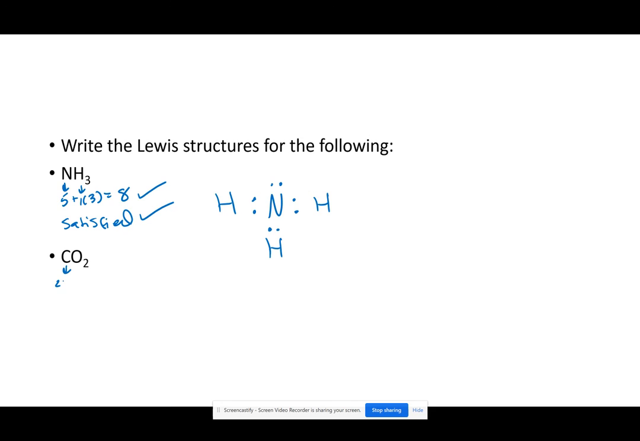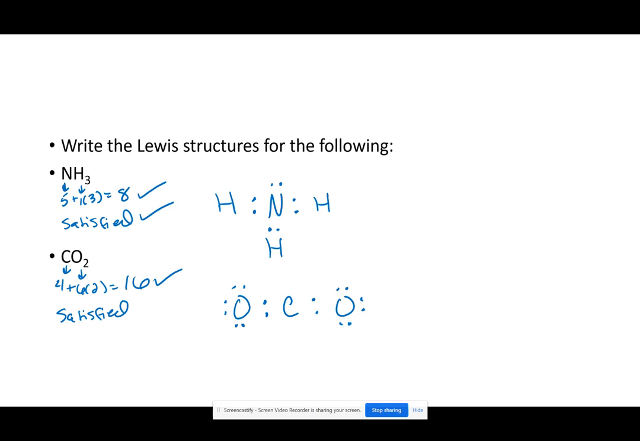Carbon dioxide. Carbon is 4, oxygen is 6 times 2, so we're going to use 16 electrons for carbon dioxide. Carbon's going to be my central atom. Oxygens on the side, or top and bottom or whatever. Start with a single bond between the carbon and each oxygen, and then put the rest of the electrons around the outside until you get to 16. So that's 2, 4, 6, 8, 10, 12, 14, 16. Great.